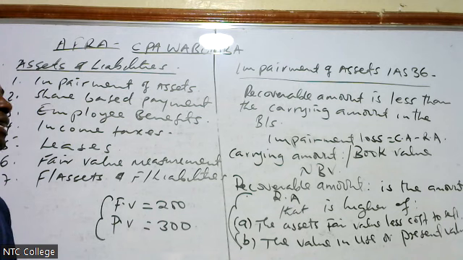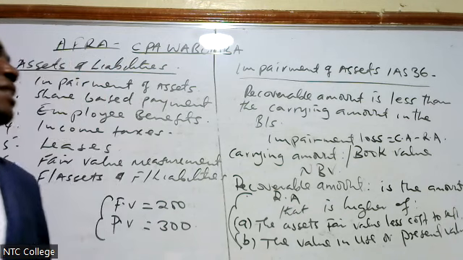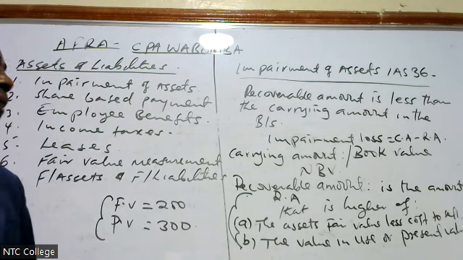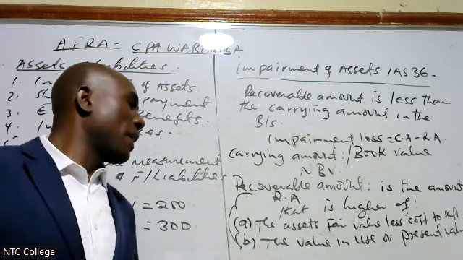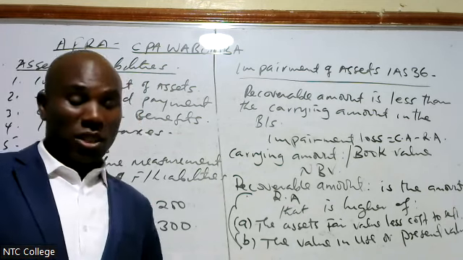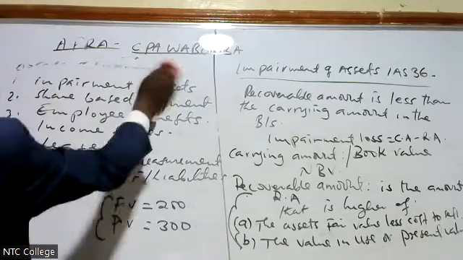Therefore, on recoverable amount, the examiner can ask you for 2 marks or 3 marks: explain the meaning of the following terms. Recoverable amount. That is the amount of an asset that is the higher of, number A, the asset's fair value less cost to sell, and number B, the value in use. Now, let's develop this concept as we move on.